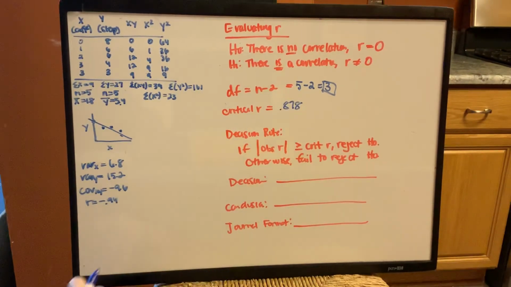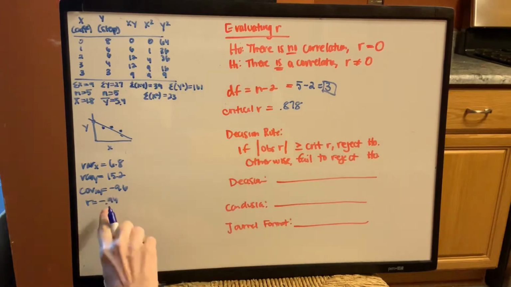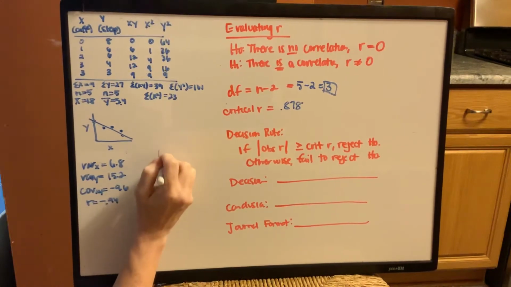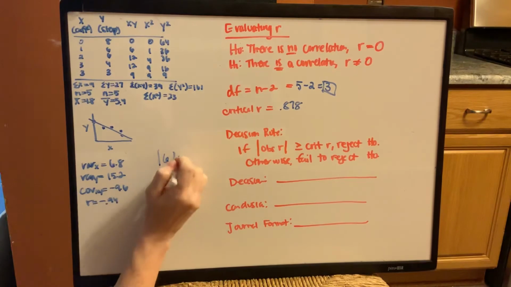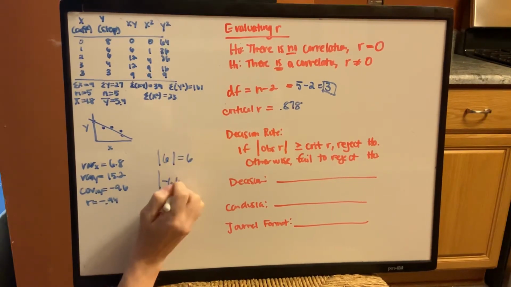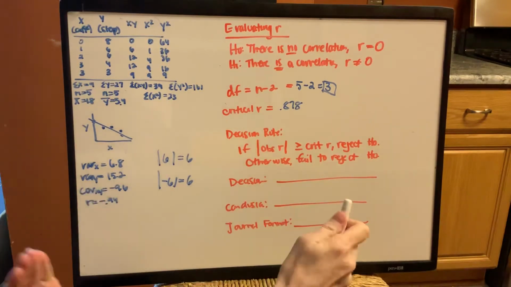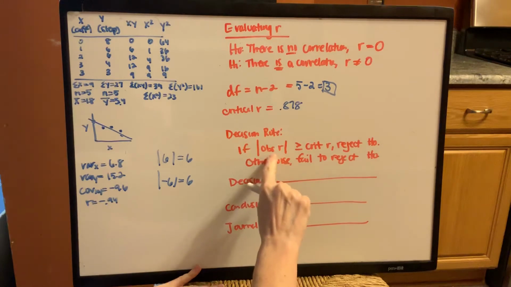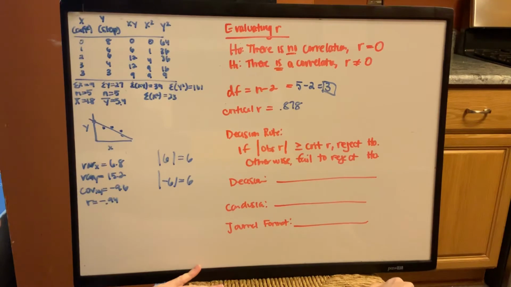All right, so here's the decision rule. And this is interesting about R because we could get a negative. We have to put this absolute value thing here. Remember, with absolute value, anything inside the absolute value sign is a positive. So for example, the absolute value of 6 is 6, and the absolute value of negative 6 is also 6. The absolute value just means the distance from 0. So if the absolute value of the observed R is greater than or equal to our critical R, we're going to reject our null hypothesis. Otherwise, we're going to fail to reject it.